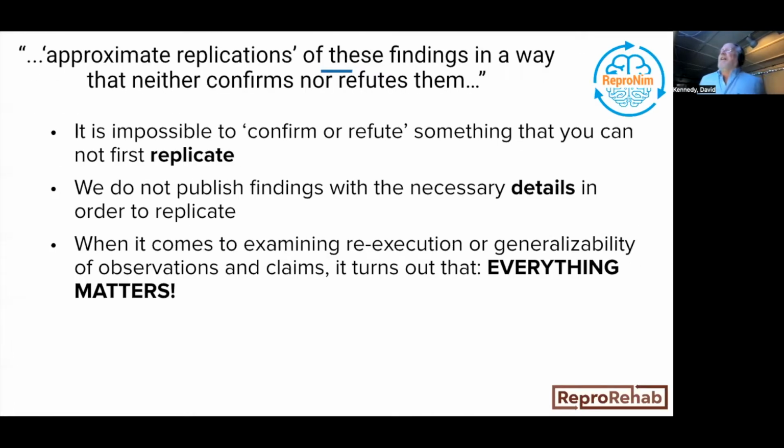So when we come to the idea of these approximate replications of findings in ways that neither confirm nor refute them, there are some things I think we can take home from that. The first concept is that it's impossible to confirm or refute something that you can't first replicate. Second, we tend to not publish findings with the necessary level of detail in order to replicate our publications. And when it comes to examining re-execution and replication, everything that we do in our research process matters.